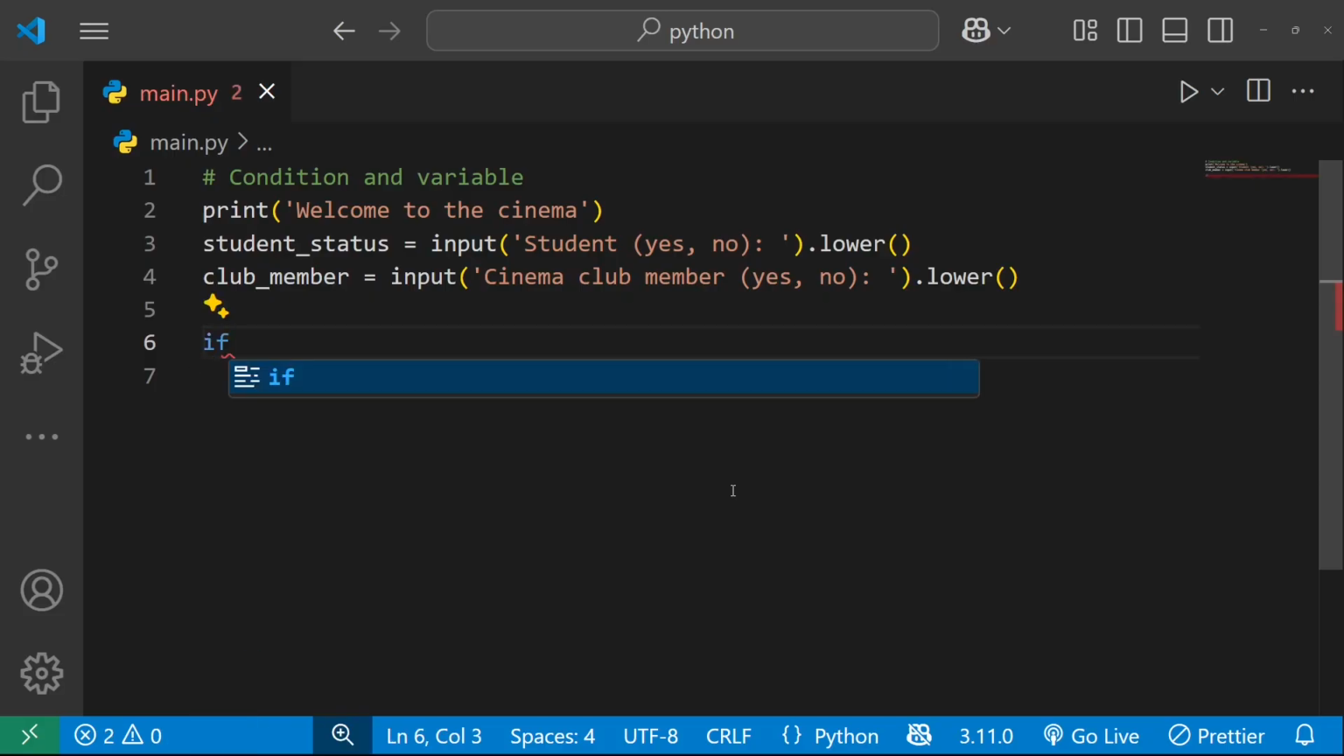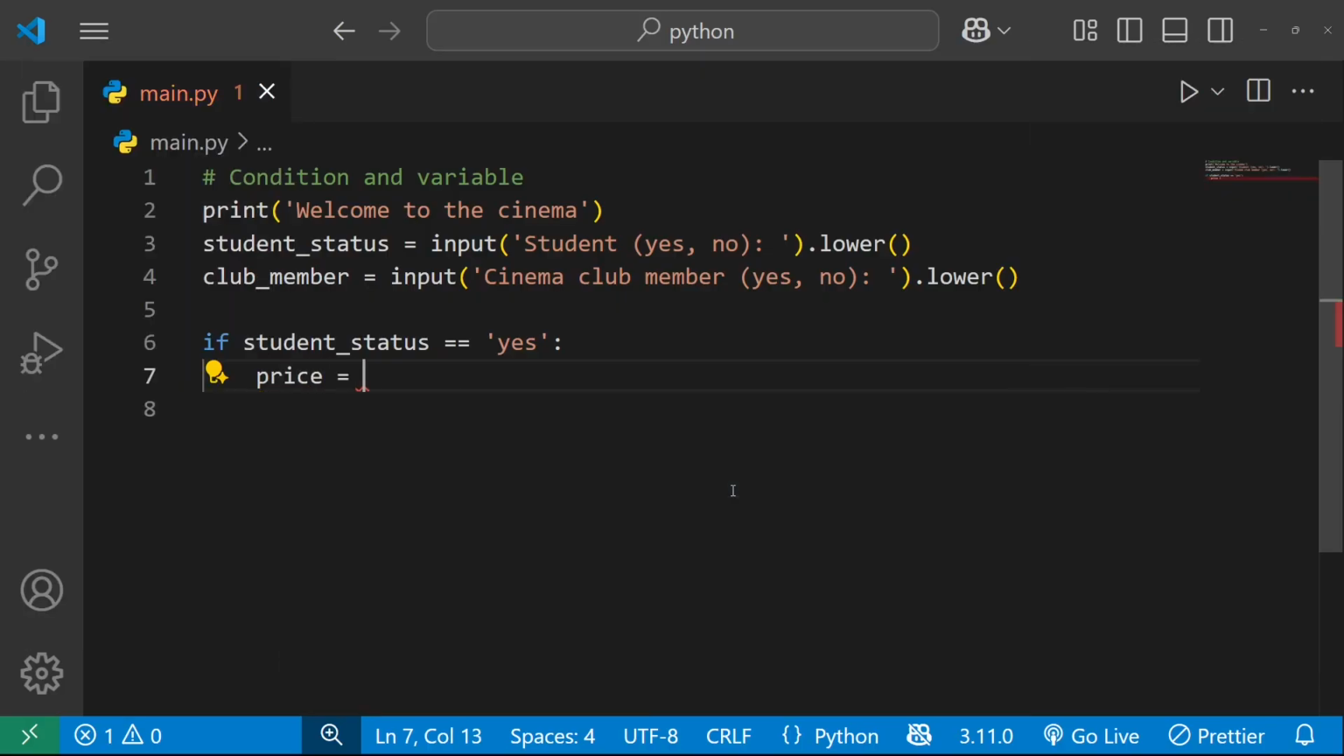So what's next? I would like to ask if student status is equal to yes. So it means I will have a variable price and I will store there $9. Else, price will be $10. So it means if the visitor is a student, the price of the ticket will be $9. If he or she isn't a student, the price will be $10.